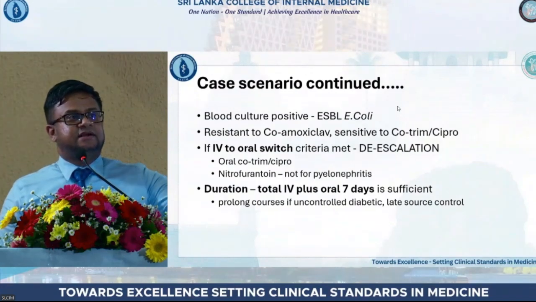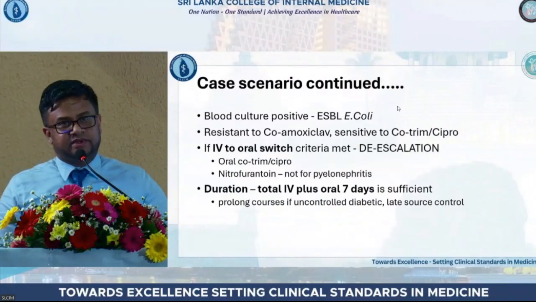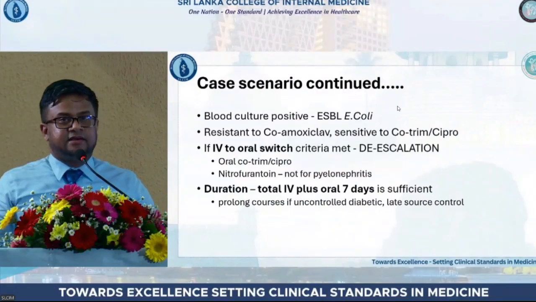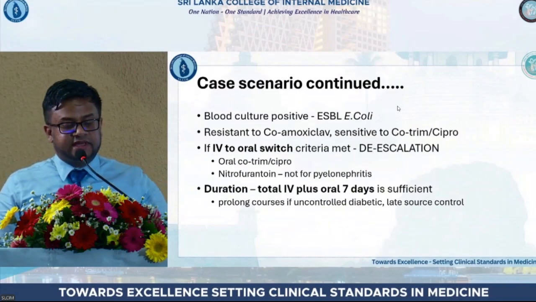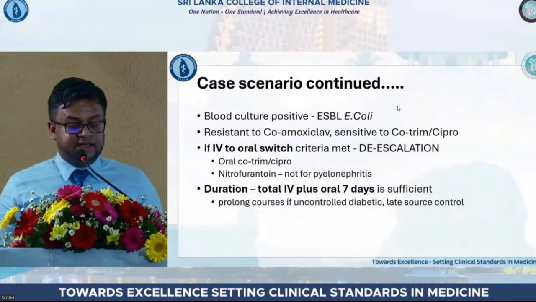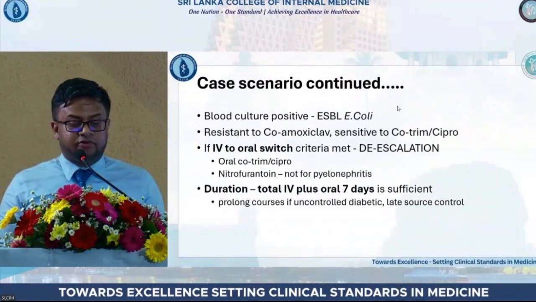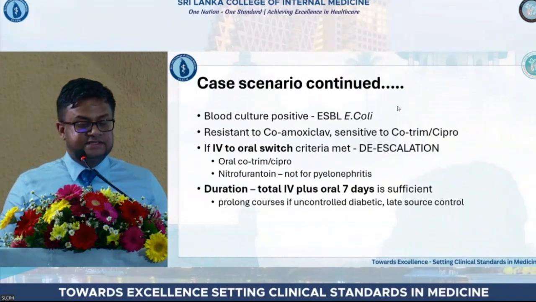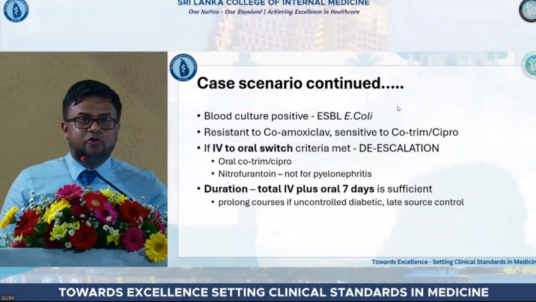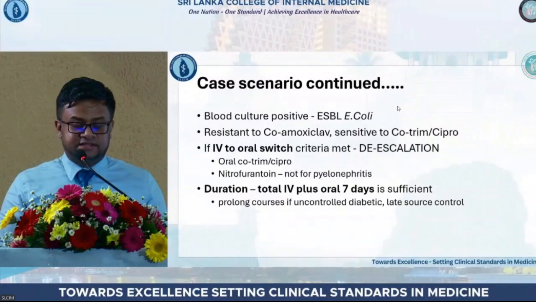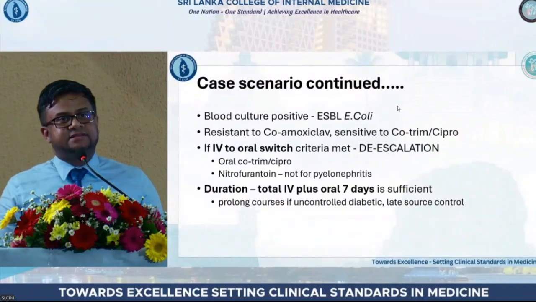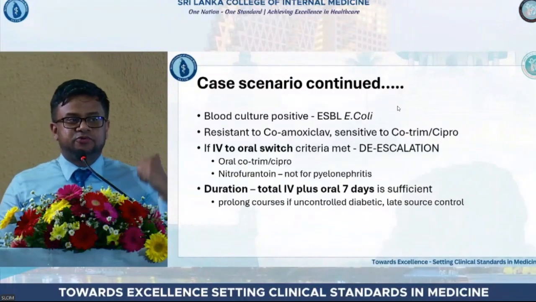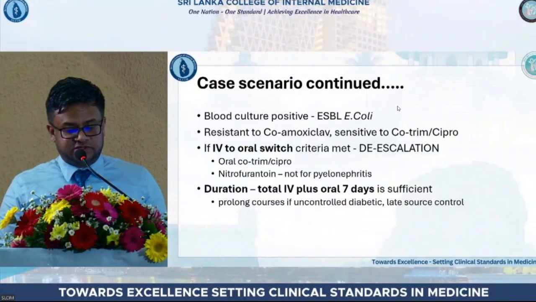Now this patient is on the 3rd to 4th day and is improving. So you need to de-escalate, as Lakma says. Make sure that when you are switching from IV to oral antibiotics, you check the sensitivity and switch appropriately. So oral Cotrim or Cipro, but nitrofurantoin is not recommended for pyelonephritis. Duration, yes, 7 days is enough. So IV plus oral, a total of 7 days is enough. And as the previous speaker said, make sure that you do the source control as early as possible. Thank you.